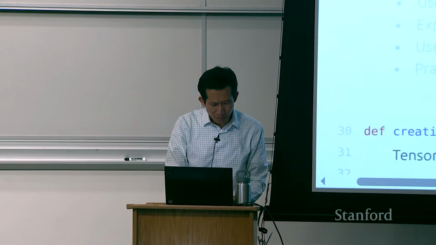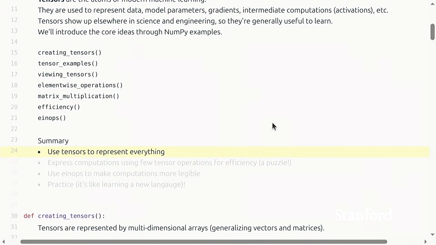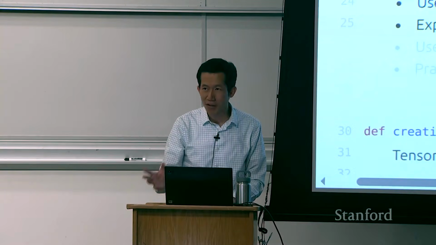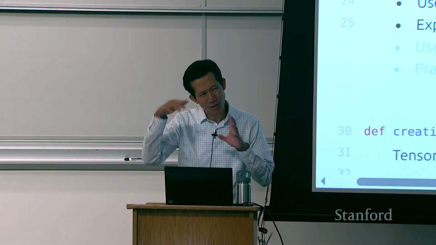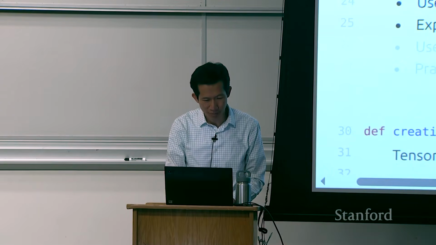Okay, so just to summarize, we saw that we're using tensors in this class to represent everything. It can be advantageous for computation reasons to express everything in terms of tensor operations. This will be a little bit like a puzzle. You often get these puzzles like, how do you compute this? And you have to think about how you can structure things into the matrix so you can do the right matrix multiplications.